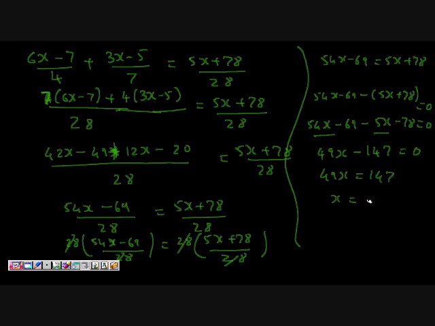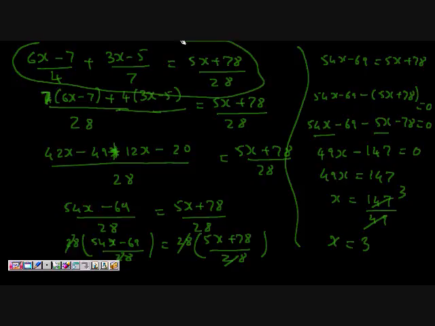Now if you know the multiplication tables of 49, you know that 49 goes into 147 3 times, so x is equal to 3. So in order for this equation to hold true, the value of x needs to be 3.